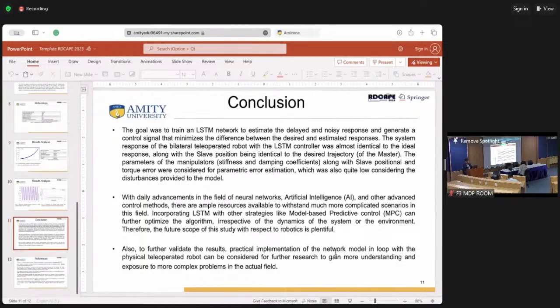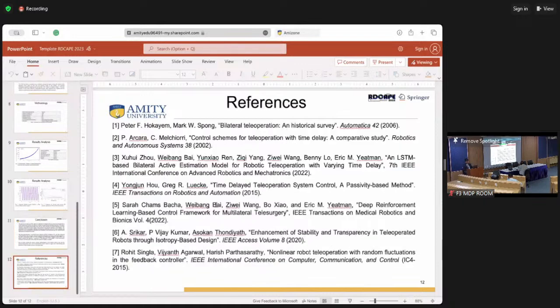The practical implementation of the network model in the loop with a physical teleoperated robot can be offered further, because this time we have implemented only a simulated one. We do not currently have hardware on which to validate, so we have only software simulated and validated work. But in the next results, we are trying to implement this work in real time. This is the work, and these are the references we have considered, generally from one or two papers in our previous work, non-linear robot calibration.